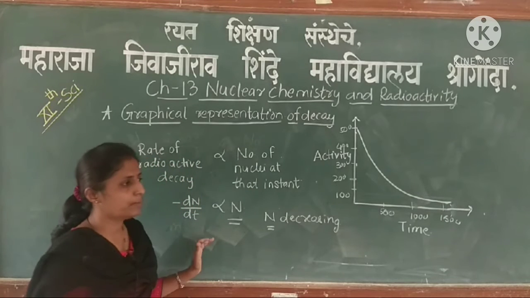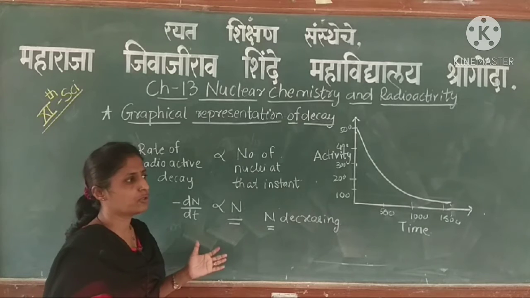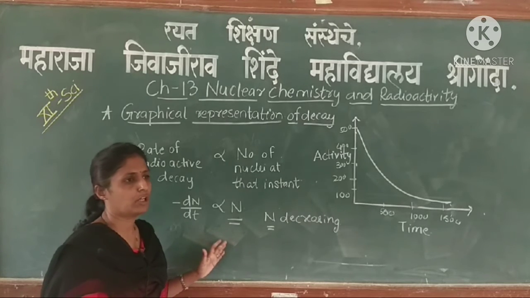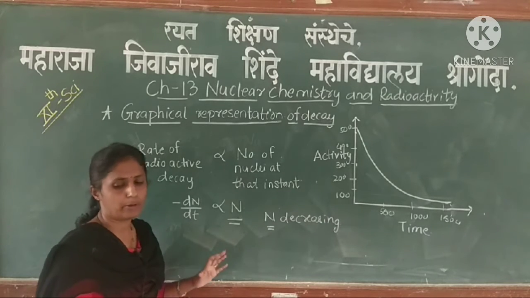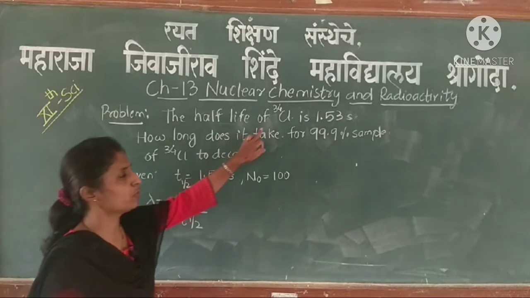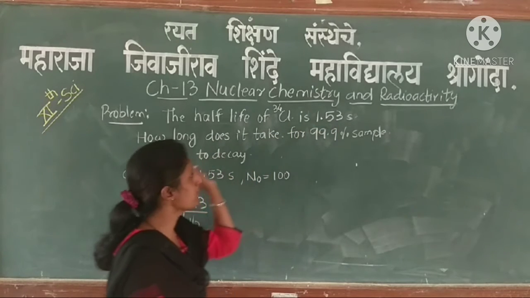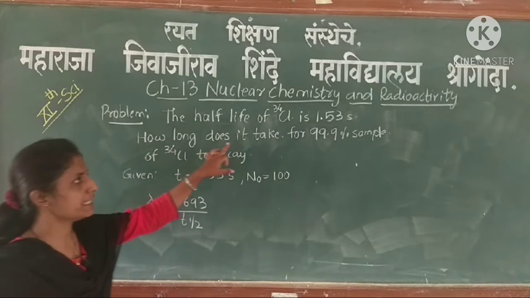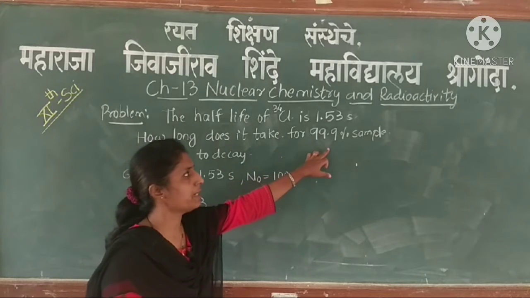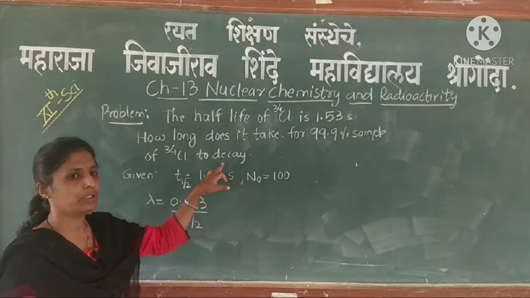So you have to remember this formula, and many problems are also asked based on this formula. So we will do one problem. Okay, so this is the problem. The half life of chlorine 34 isotope is 1.53 seconds. How long does it take for 99.9% of a sample of chlorine 34 isotope to decay?